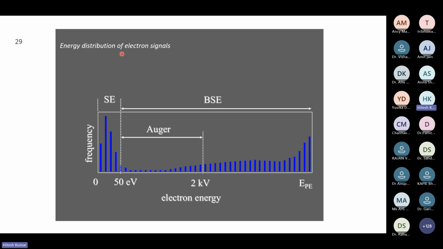Okay. So the energy distribution of the electron signal. If we're talking about secondary electrons, it is basically 0 to 50 electron volts. But if we talk about backscattered, it is higher than 2 kV or 3 kV. This will give you a more appropriate phase fraction and those kinds of things. For that, you need a proper interaction volume of your electron with your specimen, and for that, you need a higher voltage.